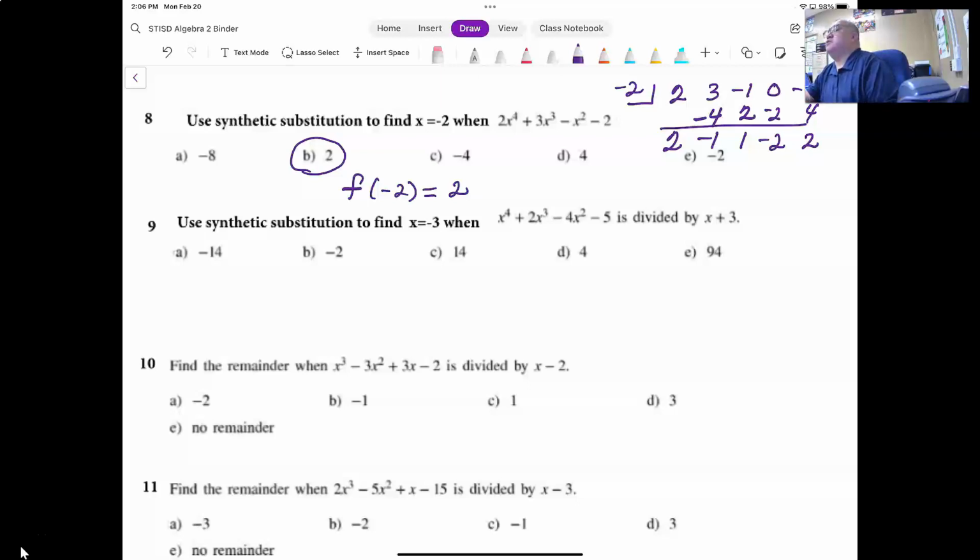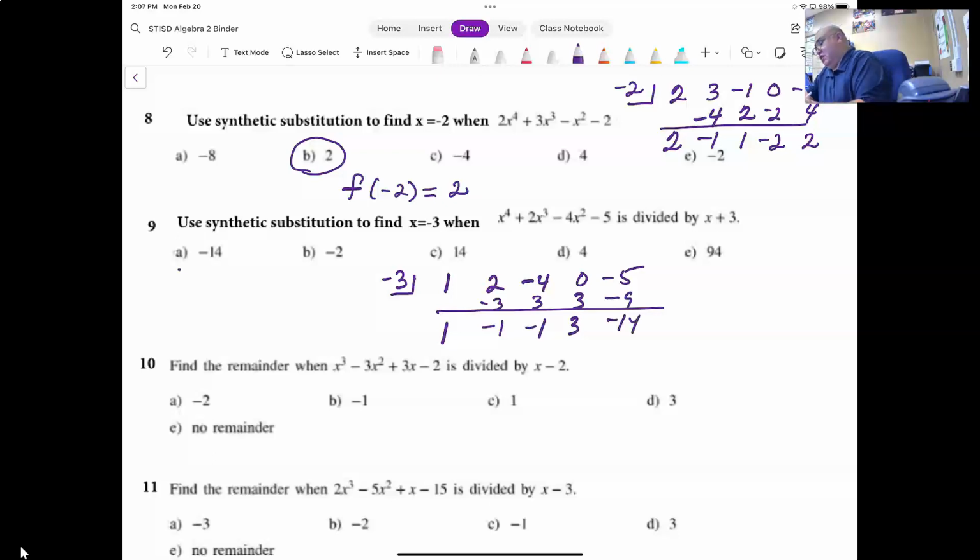So we're going to go ahead and use synthetic substitution again for x equal negative 3. So when x is negative 3, we have 1, 2, negative 4, 0, negative 5, 1. Negative 3 times 1 is negative 3. 2 plus negative 3 is negative 1. Negative 3 times negative 1 is 3. Negative 4 plus 3 is negative 1. Negative 3 times negative 1 is 3. 0 plus 3 is 3. Negative 3 times 3 is negative 9, so it's negative 14. So your answer is A.